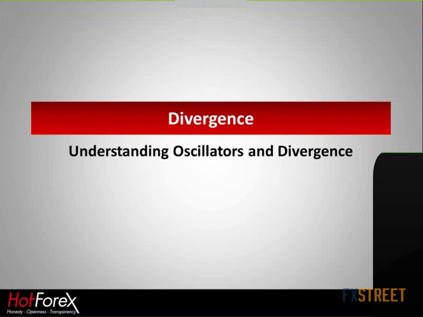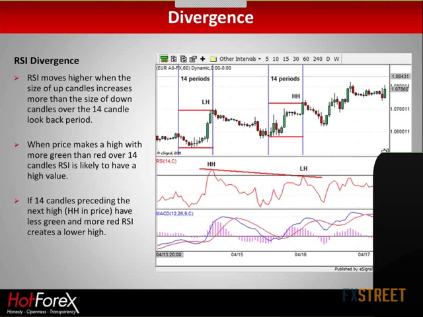Now, understanding oscillators and divergence. RSI divergence. Okay, how does it happen? Sometimes it's a little bit difficult to understand what is happening with the indicator and why from the formula itself. I could have shown you the RSI formula, but instead I'm going to condense the formula into this statement here. RSI moves higher when the size of up candles increases more than the size of down candles over the 14 candle look back period.